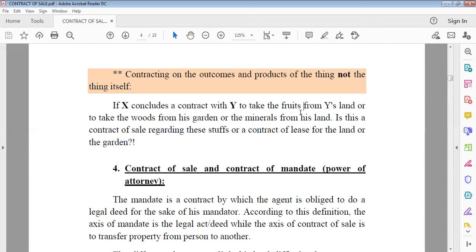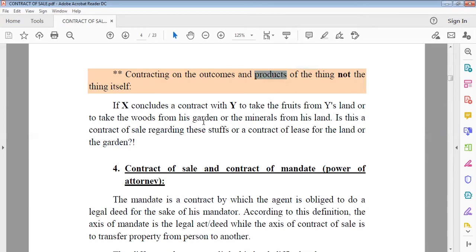To make it clear, I think I have to differentiate between two matters: the outcomes and the products. The outcomes are called in Arabic ثمار الشيء. However, the products are the منتجات الشيء. So the difference is that outcomes are ثمار, however, products are منتجات. Okay, this is in Arabic just to make the idea more and more clear.